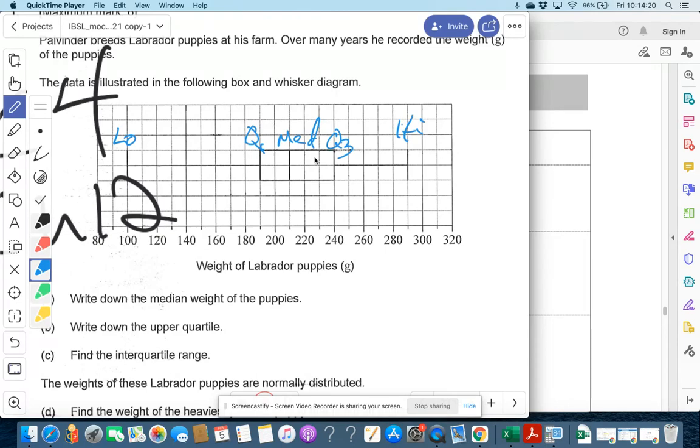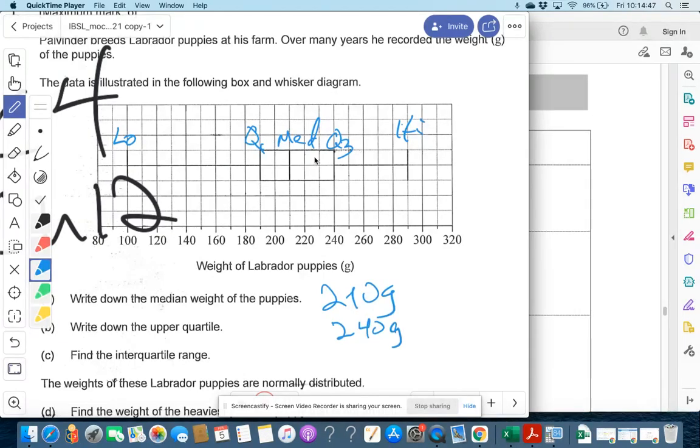Okay, so we're supposed to write down the median weight of the puppies. We should just be able to read from the graph right here that it's 210 grams. Okay, and we're going to include units in our answer. All right, the upper quartile we can see is 240 grams from the diagram.